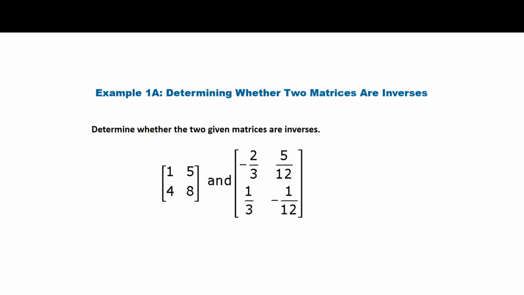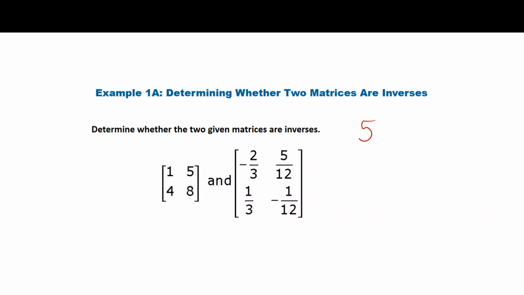All right, let's try an example now. It says determine whether two matrices are inverses. So this is actually a problem that I'm going to let you use your calculator on. In order to determine whether the two given matrices are inverses, we're going to multiply, just like if they had been regular numbers.